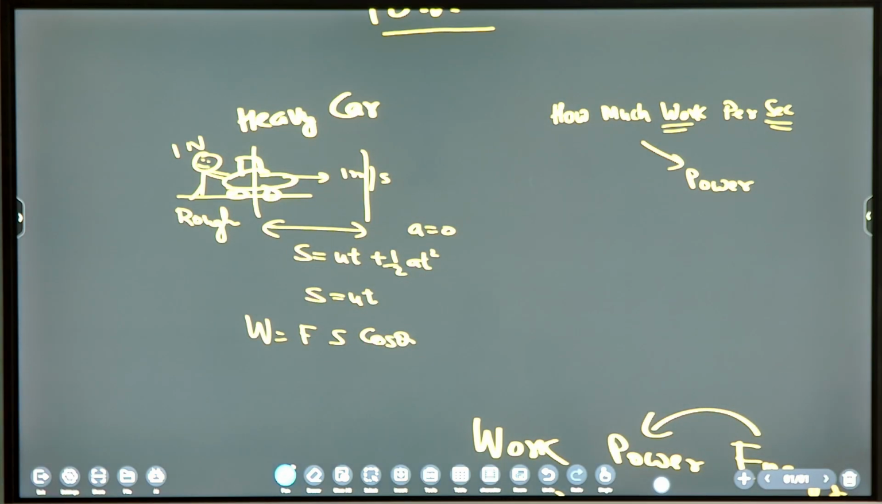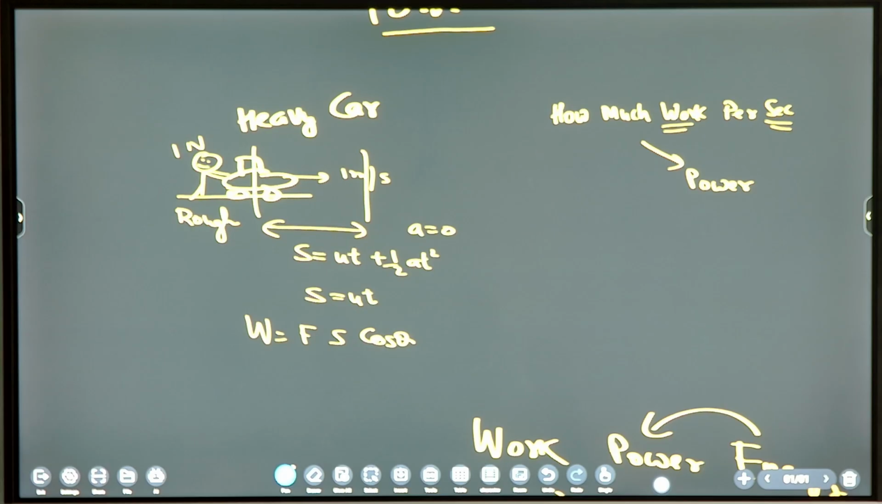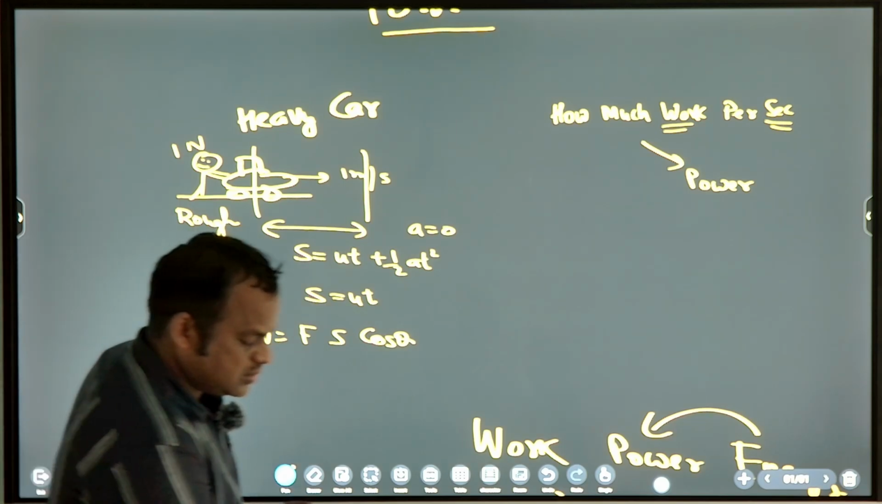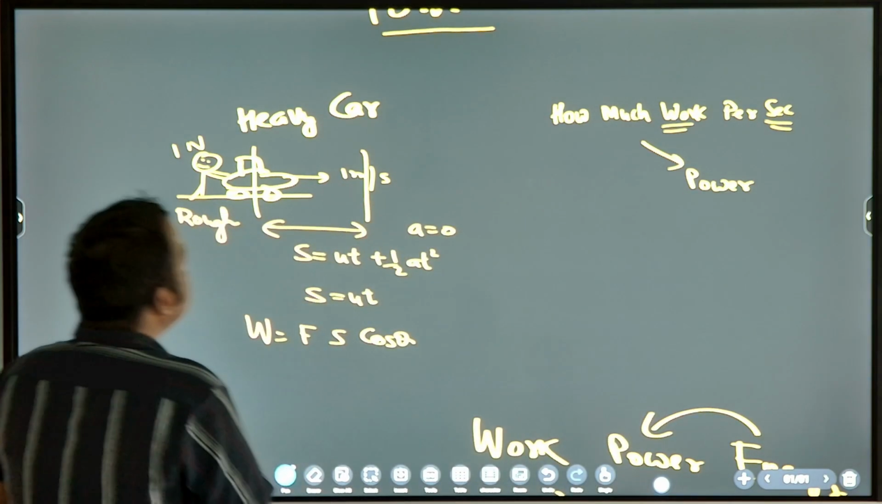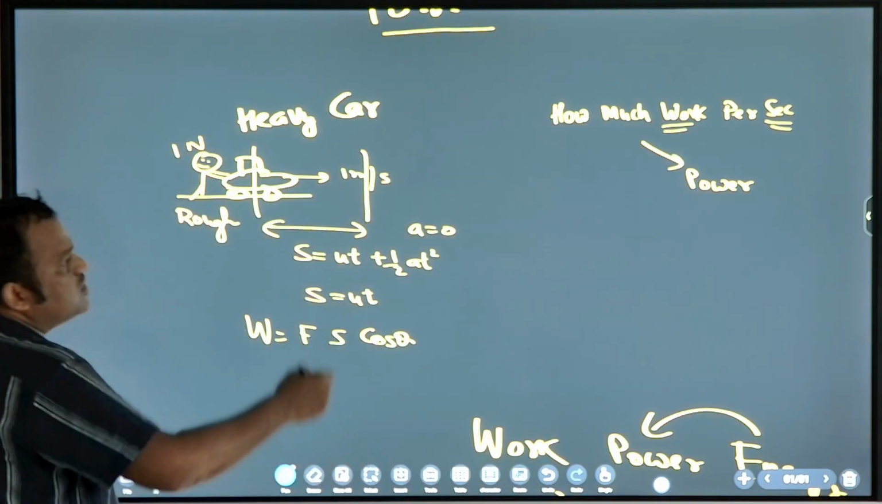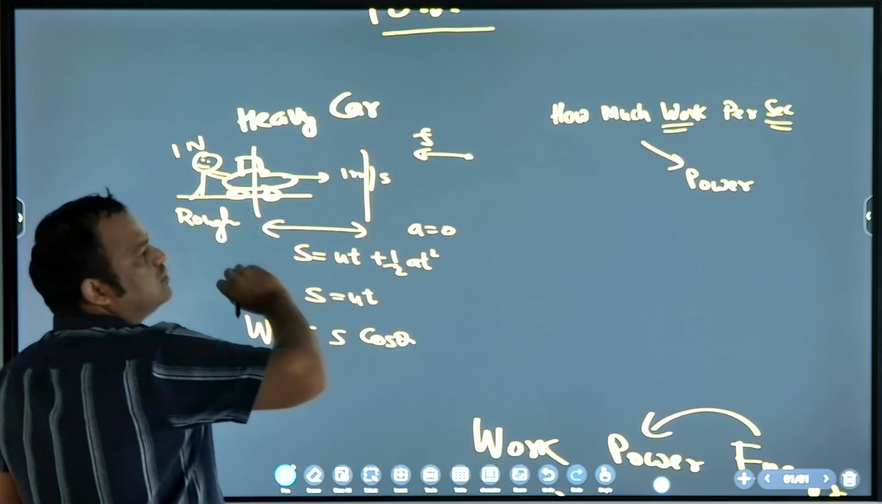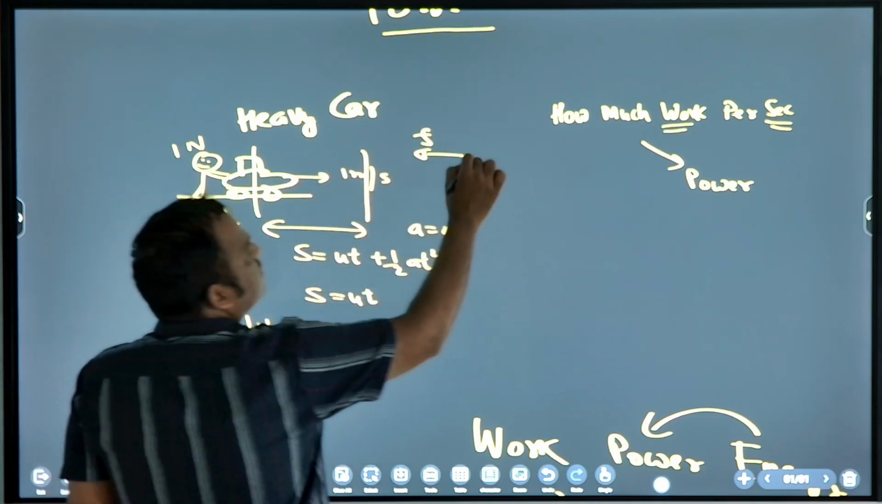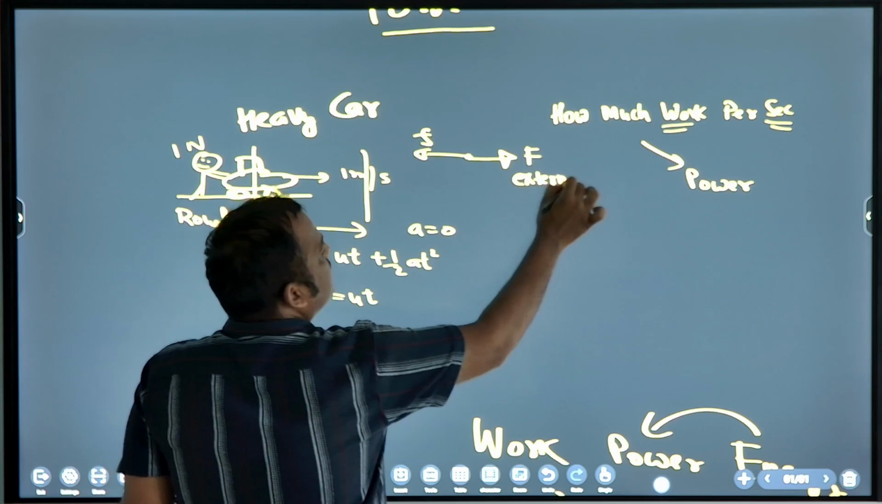It is a rough surface, so it cannot go. You have to push it. Correct or not? Now you are pushing it like this, so the speed is constant. Speed is constant, so friction is doing work. What is the direction of friction? Opposite to motion. And what is the direction of your force?